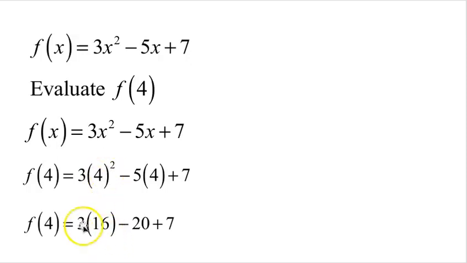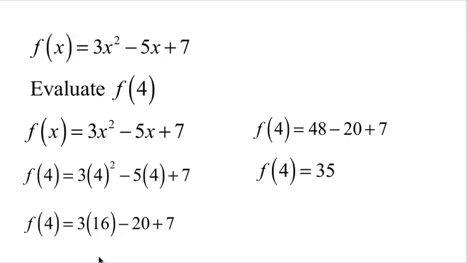So 4 squared is 16, 3 times 16 is this piece. Multiplication comes before subtraction, so 5 times 4 is 20 plus 7. Multiplication here, 3 times 16 is 48, minus 20 plus 7 gives us a total of 35.